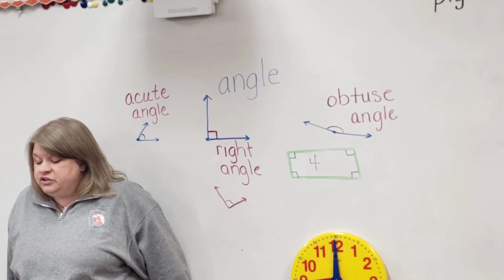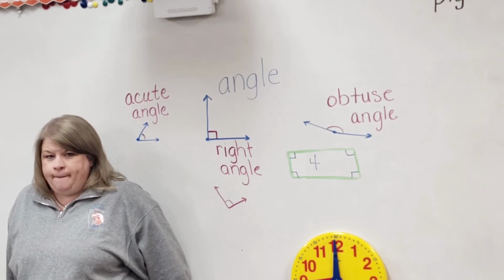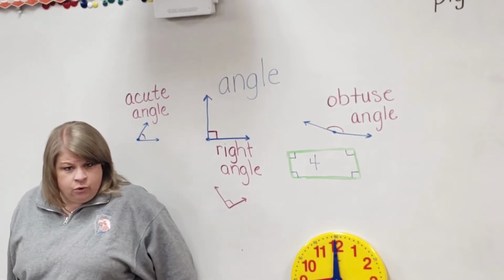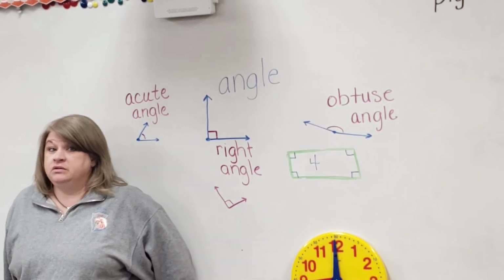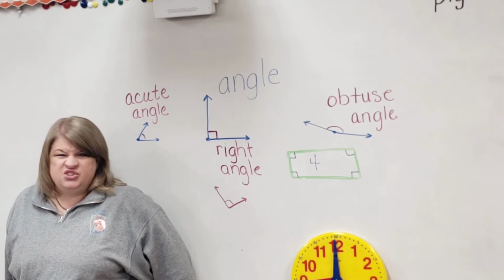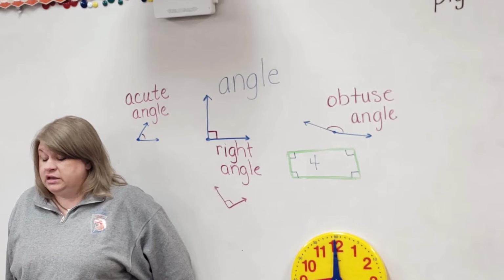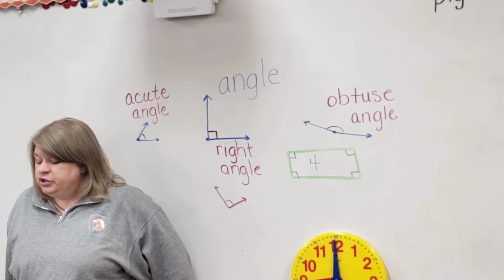All right, look at number 2. How many angles are in number 2? How many corners? Do you see any corners? I don't see any corners. Guess what? Circles don't have angles. There are 0 angles in a circle. Okay?